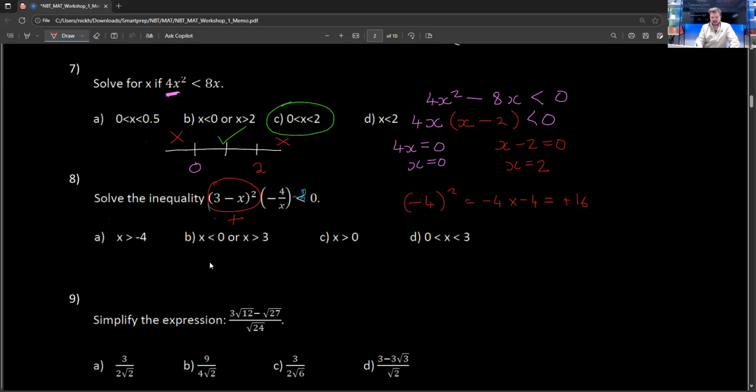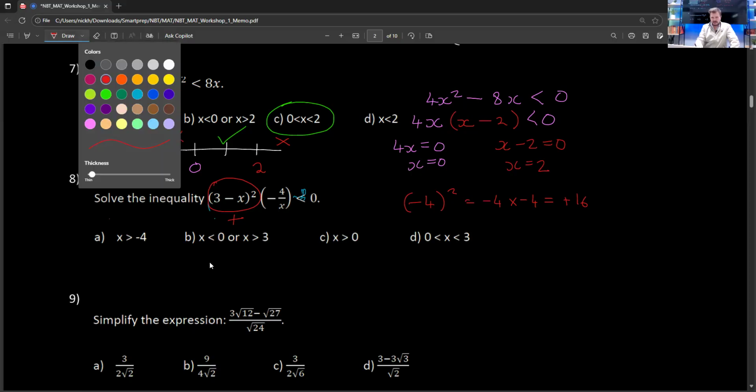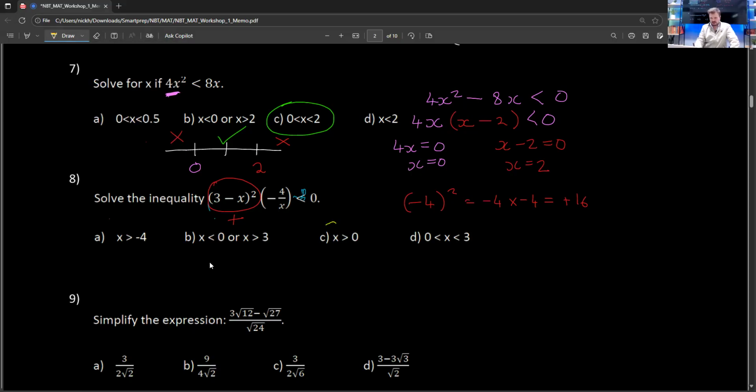So the answer there is C. X is greater than 0, because this needs to be negative here, and so x must be positive for this to stay negative.